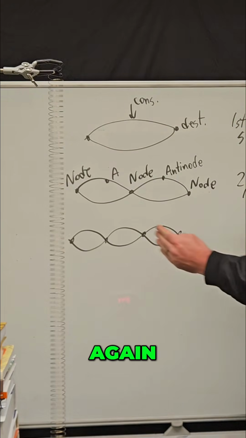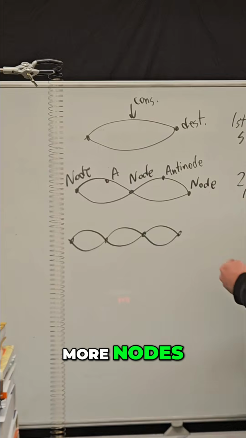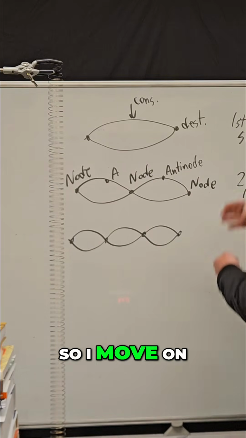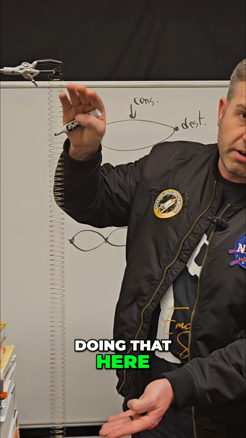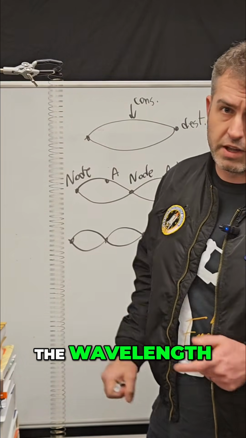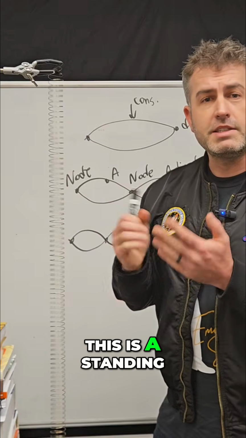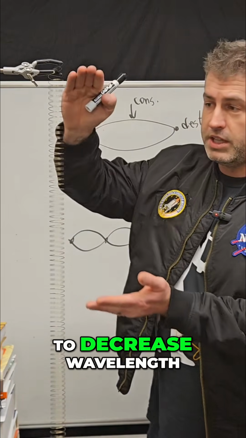And so, again, as I keep shaking my hand faster, I get more and more nodes and more antinodes. So I move on to the 3rd mode shape, the 4th, the 5th, etc. And I could keep doing that here. I can keep going to a higher mode shape, and basically that decreases the wavelength. So there you have it. This is a standing wave system, and it works by just increasing the frequency to decrease wavelength.